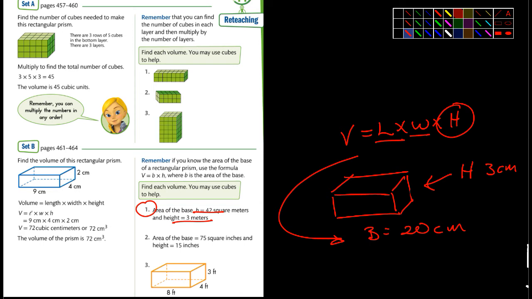So in number 1 here, they give you a base of 42, so it's going to be 42 times 3. And what is that? What's 40 times 3? That's 120. So that's going to be 126 meters cubed. Okay? So sometimes you'll see volume would equal base times height.